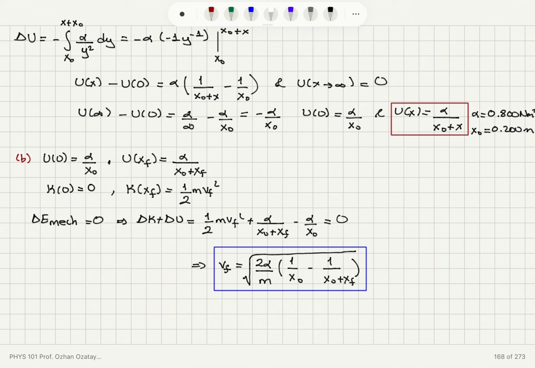Now you can see that I have taken these two to the right hand side, so alpha over x0 minus alpha over x0 plus x final, then multiplied by 2 and divided by m. This is what we obtained for v final.